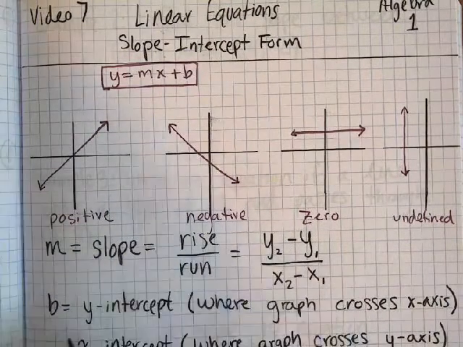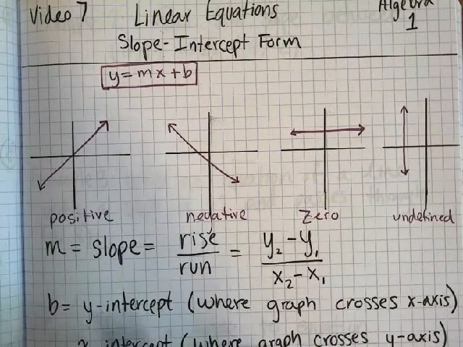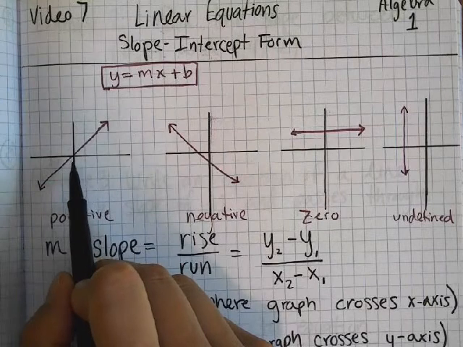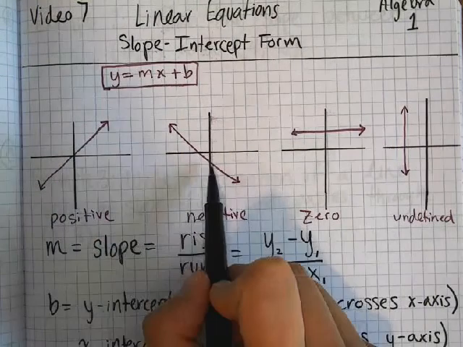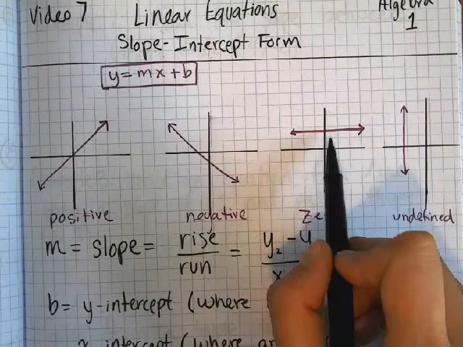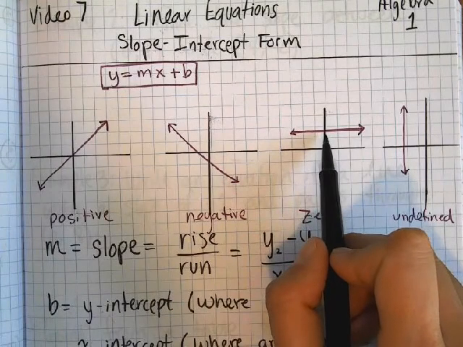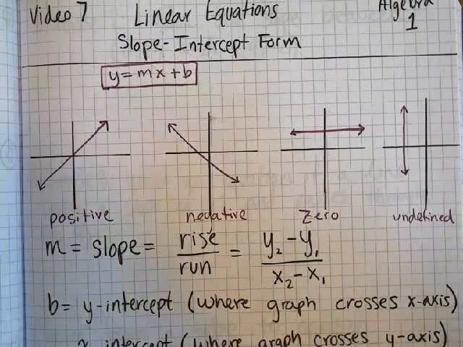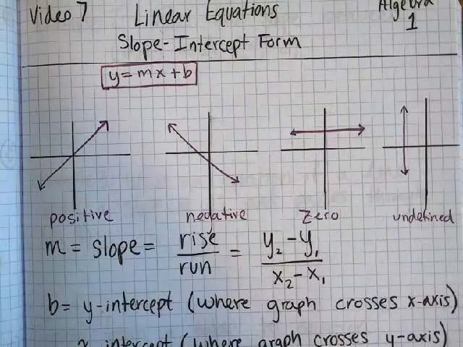Okay, our b value is our y-intercept. And that's just simply where our graph crosses the y-axis. Okay, we can really see at this one that it crosses at 0. This one looks like it crosses about at -1. This one looks about at 1.5. Okay, and this one doesn't cross the y-axis or the x-axis at all. So that doesn't have a y-intercept, and that's okay.